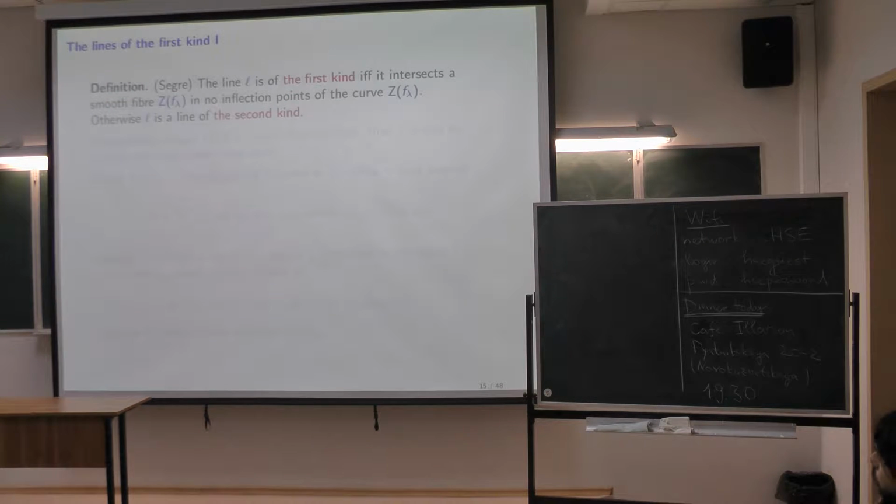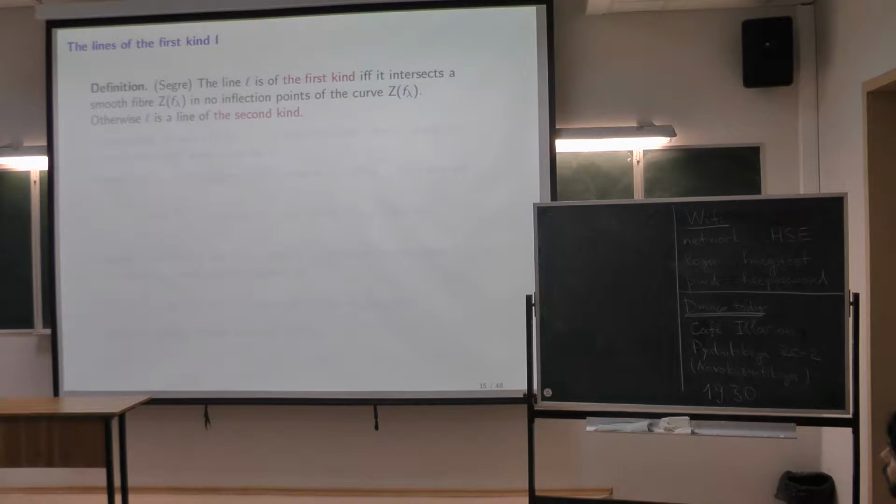And then Segre had this idea that a line will be called the line of the first kind if it intersects the smooth fiber in no inflection point. So the condition is he wants one smooth fiber such that the line does not run through its inflection points. Every fiber has its inflection points, and then your line may run through it, or may not. So he wants one fiber of this kind. Otherwise, we land on the second kind.